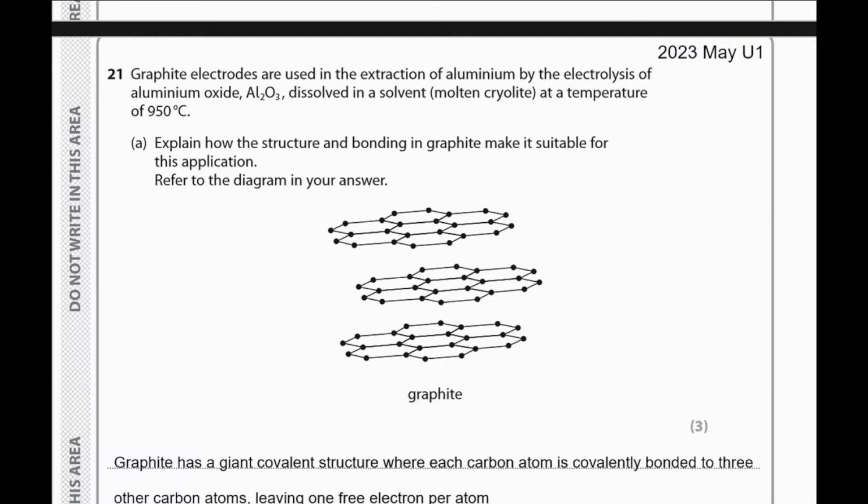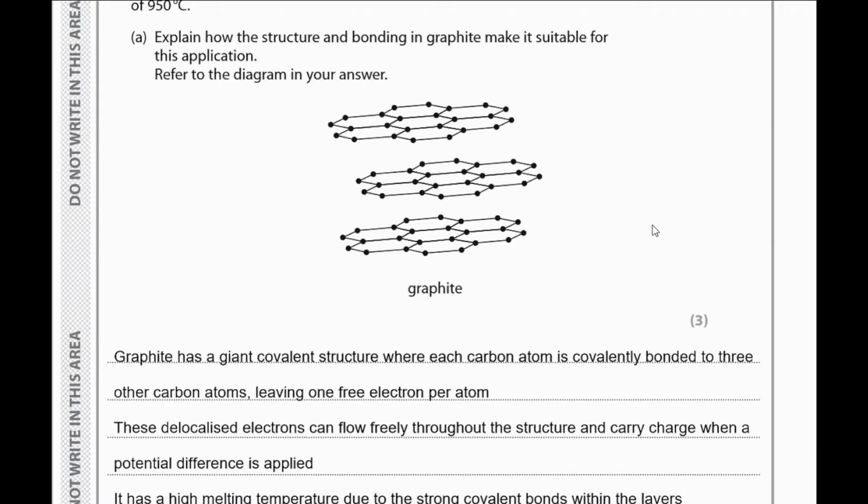Again, we learned this a long time back. We know that graphite is a giant covalent structure where each carbon atom is covalently bonded to three other carbon atoms. That's right. You can clearly see that each carbon atom is bonded with three other carbon atoms, right?